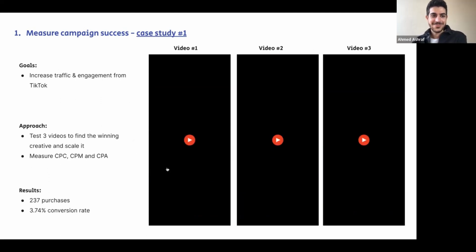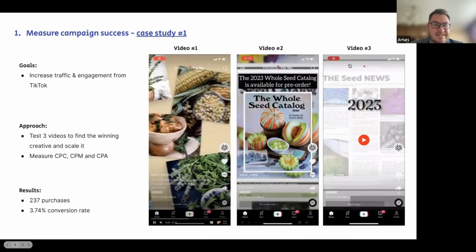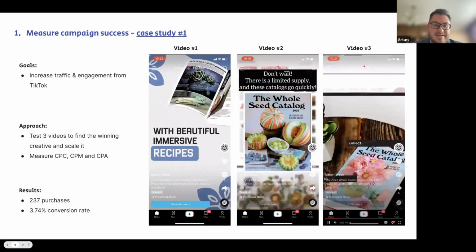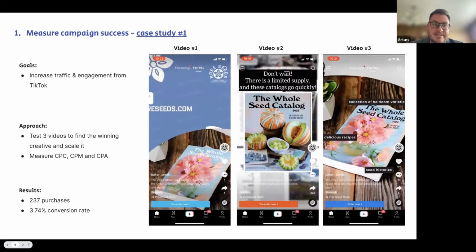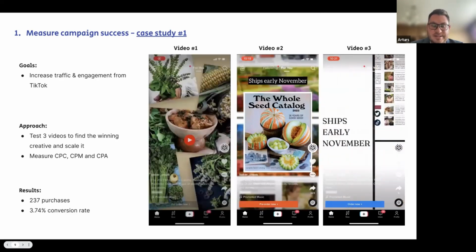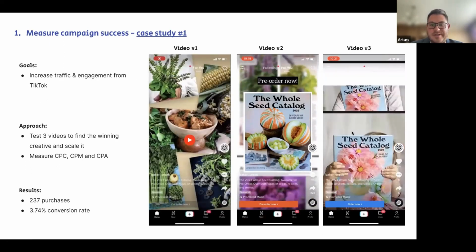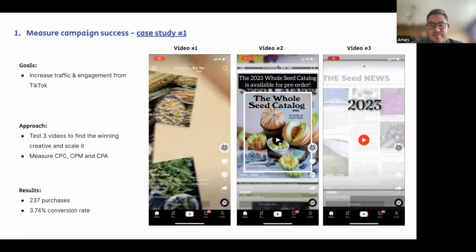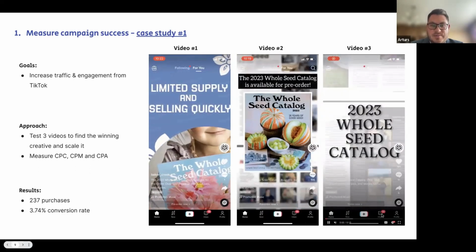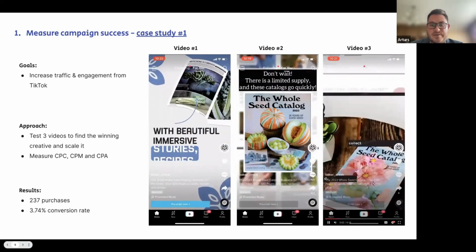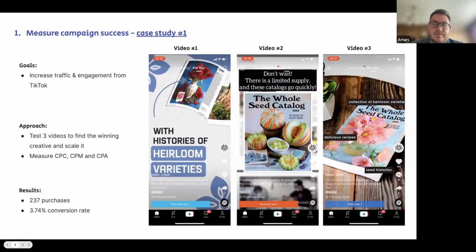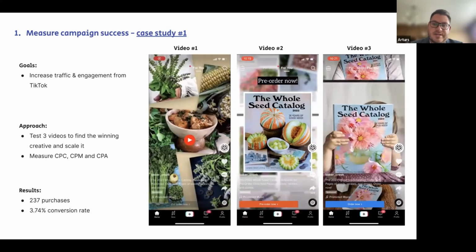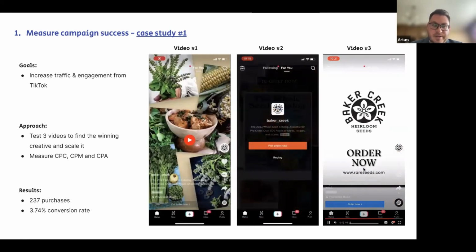Next case study, same client. This is a lovely client. We did many tests. Next goal: the client previously didn't use TikTok, and the follower number was 19. Our goal was to increase traffic and engagement from TikTok. We created 3 videos. One video was from the client side, one was from the Scandi website, and the third one from an agency, whose main goal is to create videos for brand awareness.